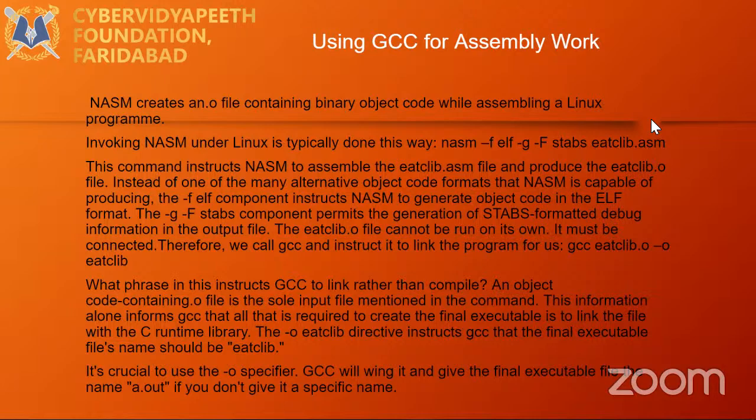The eat clib.o file, or any object file for that matter, cannot be run on its own. It must be linked. Therefore, we call GCC and instruct it to link the program for us. What phrase in this instructs GCC to link it to the compiler? An object .o file is the sole input file mentioned in the command, meaning that we take the object code and pass it into the linker.